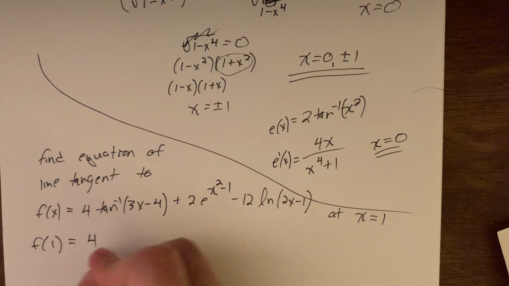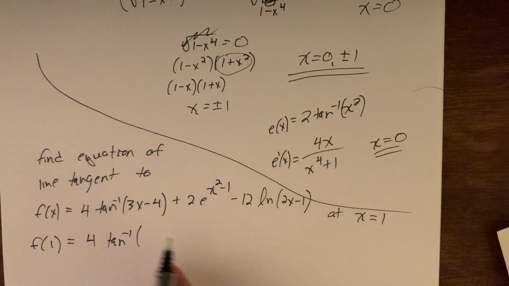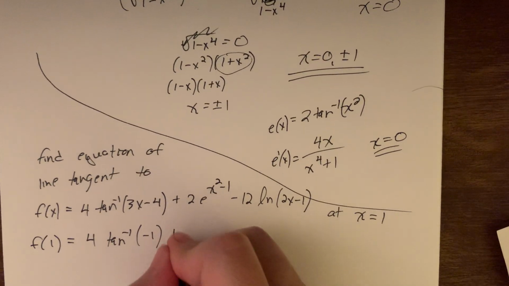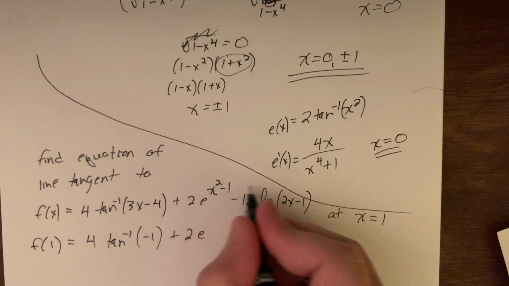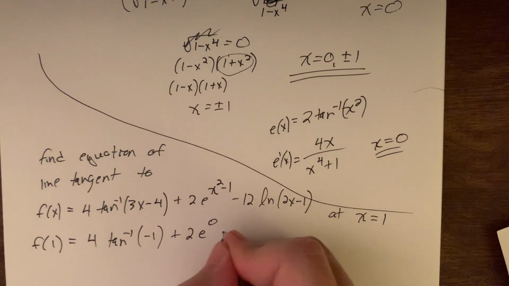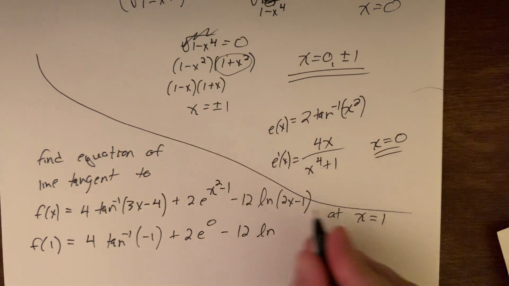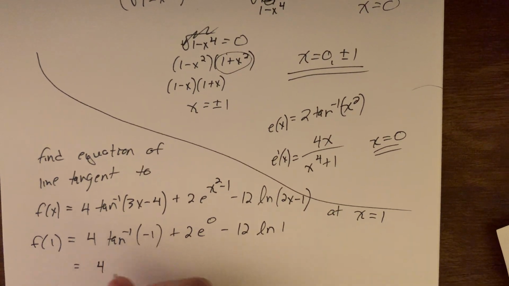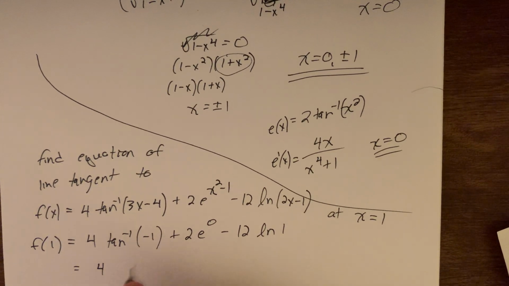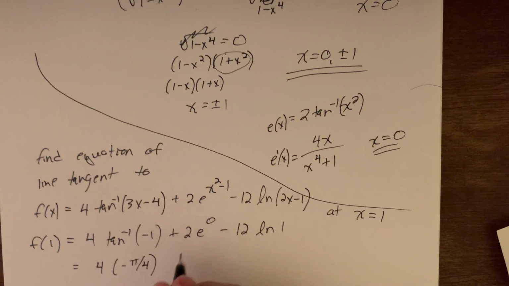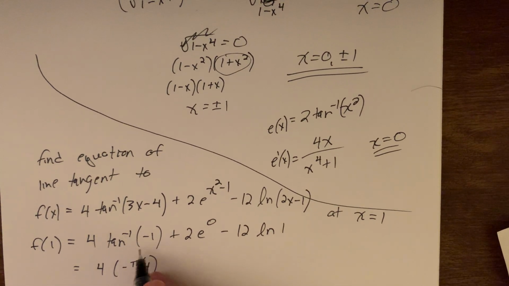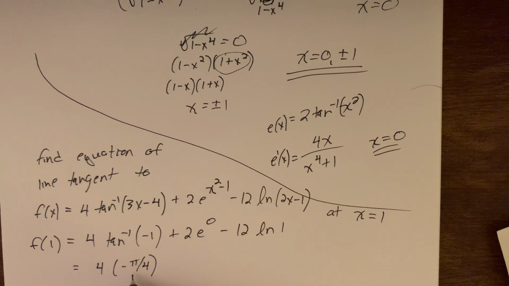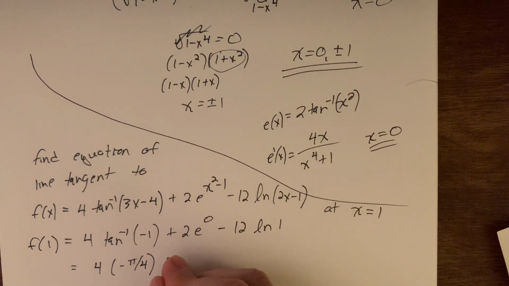Plug that in. 4 inverse tan 3 times 1 minus 4 will give me minus 1. Plus 2 e to the 1 squared minus 1 will give me 0. Minus 12 log 2 times 1 minus 1 will give me 1. 4 inverse tan of negative 1. At what angle does tangent equal negative 1? At negative 45. But again, calculus, negative pi over 4.